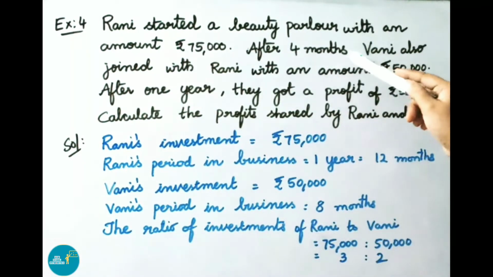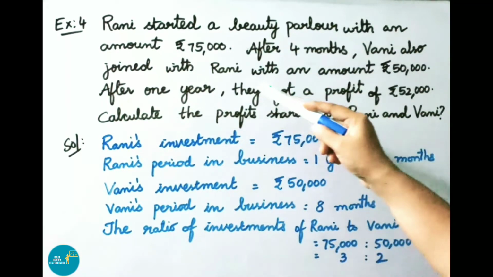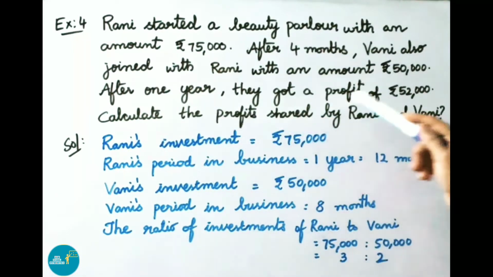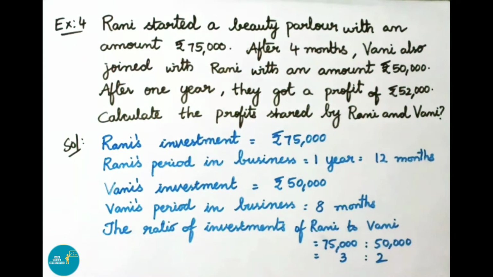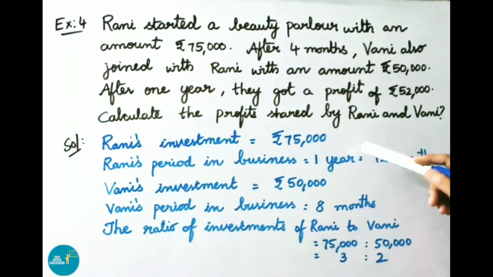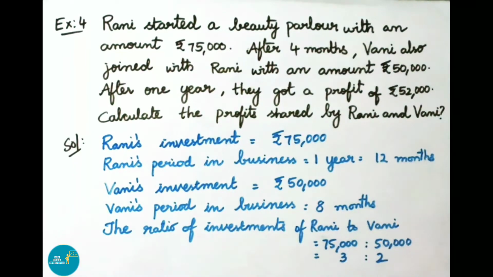See now example 4. Rani started a beauty parlor with an amount of 75,000 rupees. After 4 months, Vani also joined with Rani with an amount of 50,000 rupees. After 1 year, they got a profit of 52,000 rupees. Calculate the profits shared by Rani and Vani. Let us see the solution.